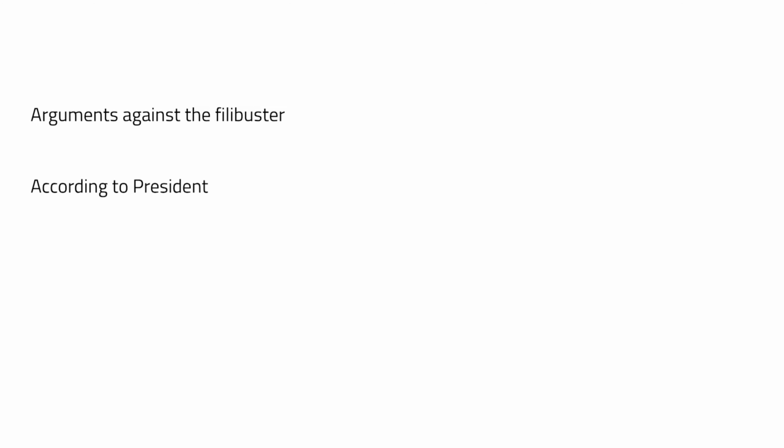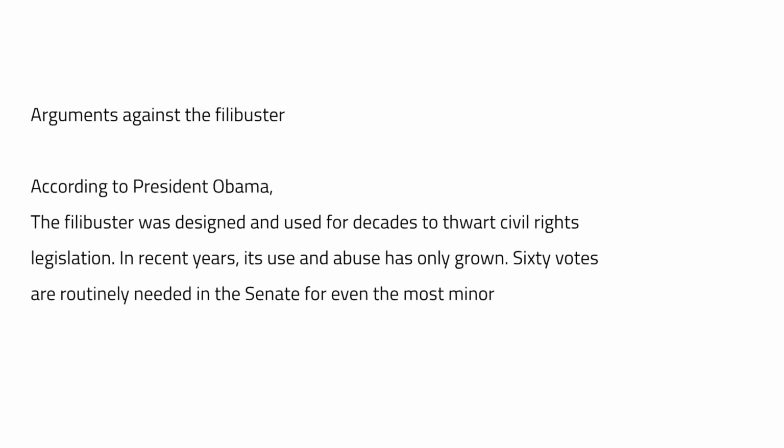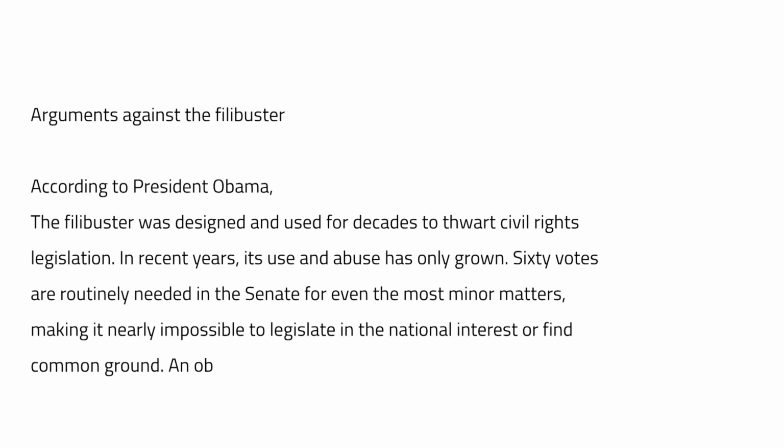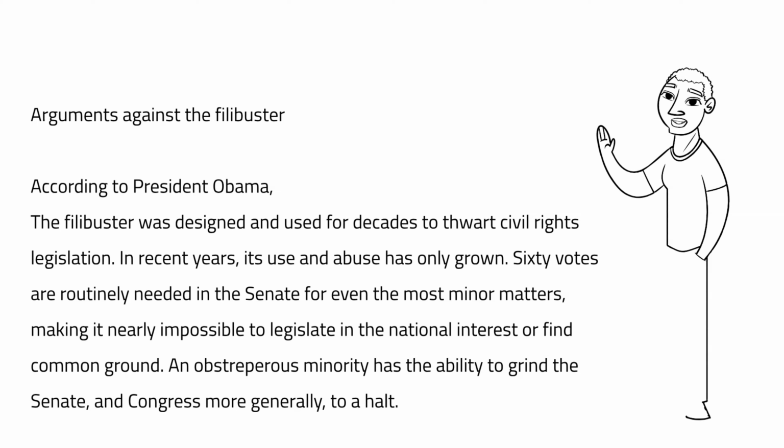Arguments against the filibuster. According to President Obama, the filibuster was designed and used for decades to thwart civil rights legislation. In recent years, its use and abuse has only grown. 60 votes are routinely needed in the Senate for even the most minor matters, making it nearly impossible to legislate in the national interest or to find common ground. An obstreperous minority has the ability to grind the Senate and Congress more generally to a halt.